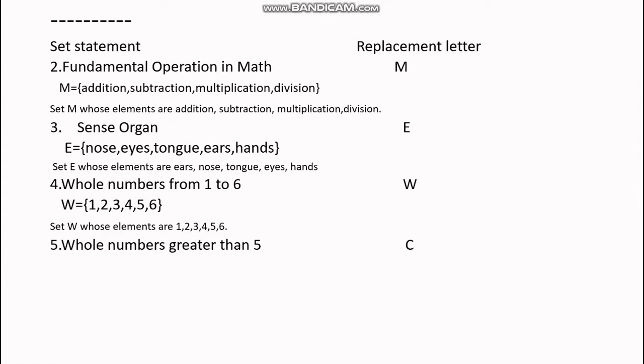Okay, it starts with number 6. 6, 7, 8, 9, 10, and so on. We could not enumerate all because after 6, there are many numbers greater than 5. And how are we going to write this in roster method?